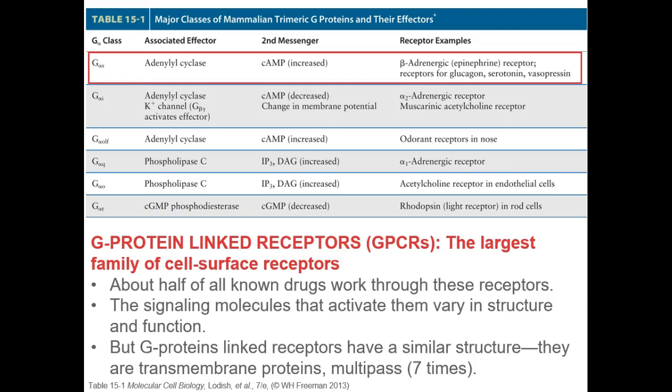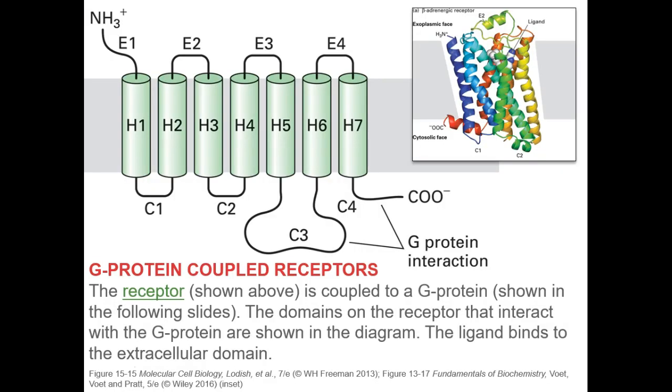These G proteins are linked to receptors that have similar structures. Even though there are quite a few signaling molecules that bind to the receptors, the receptors themselves have a similar structure. So let's look at that structure. This is the receptor itself. It is a multi-pass membrane protein. It passes through the membrane 7 times, and H here just means helix. We have the amino terminal in the cytosol, and then it passes through the membrane 7 times so that the carboxyl terminal end also ends up in the cytosol. This big loop right here is where the receptor interacts with the G protein.